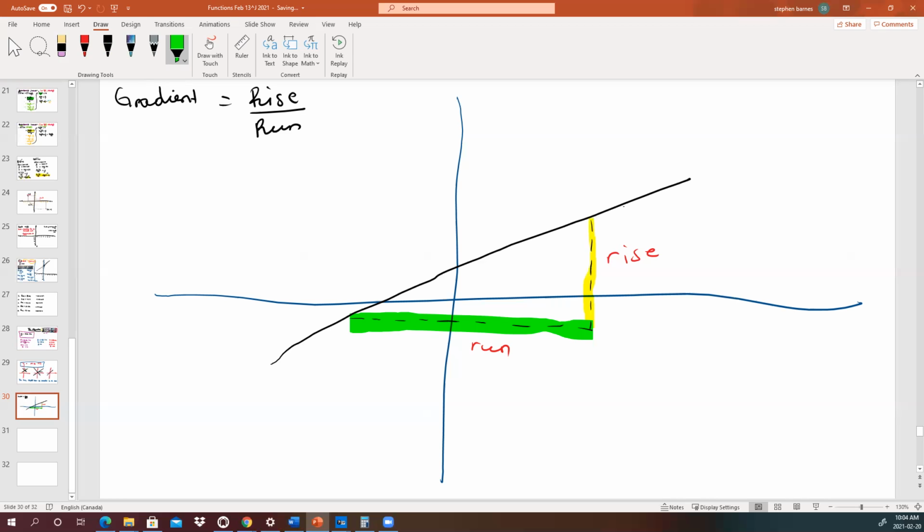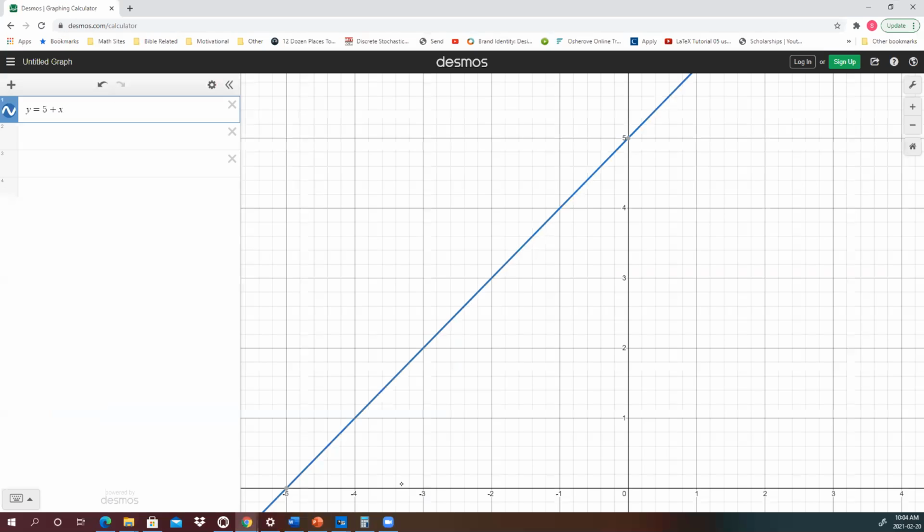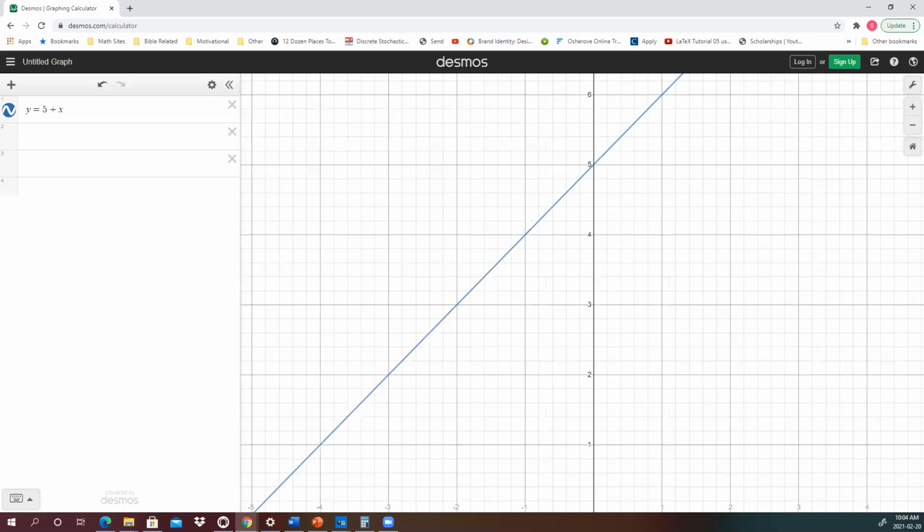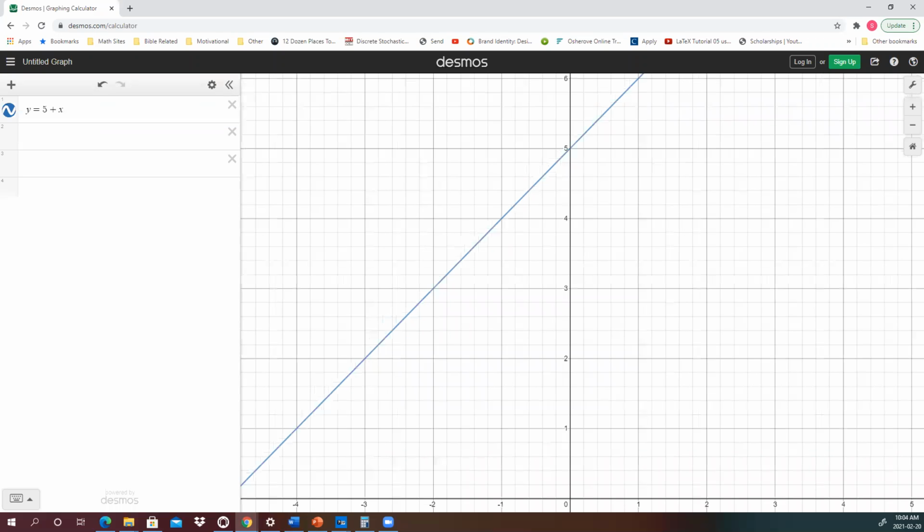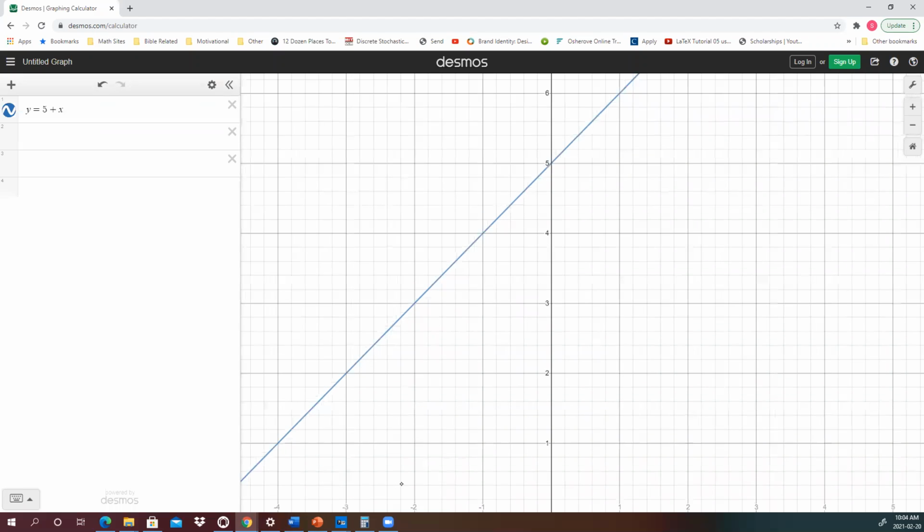If I show you on the graph now, the challenge is that I can't write on the graph. This application doesn't allow me to write on it. So I'm going to have to explain it to you visually, right? So we can draw an imaginary line. This is for our actual graph, the function y equals 5 plus x.